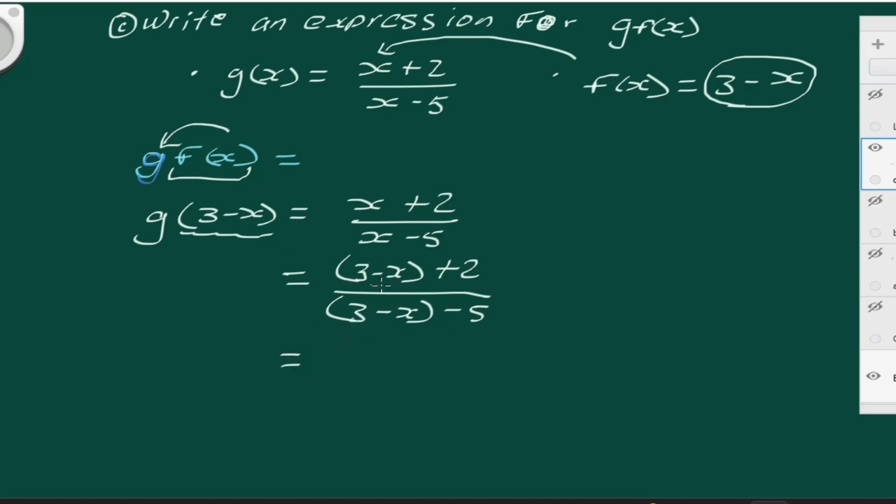When we remove the brackets, this will become 3 minus x plus 2, right? Because all we need to do is multiply 1 by each of the elements inside the bracket to remove the bracket. So 1 multiplied by everything here will give you back the same thing, and that's how we remove the brackets. The same thing for the denominator here, we get 3 minus x minus 5.